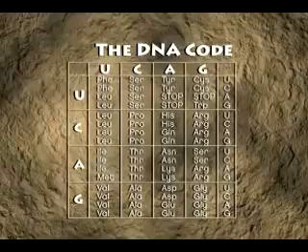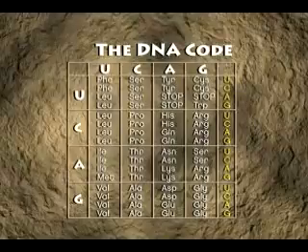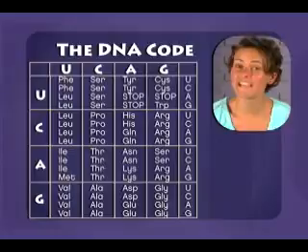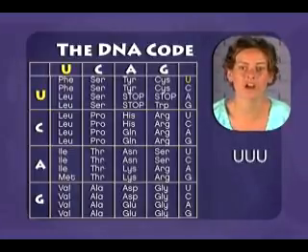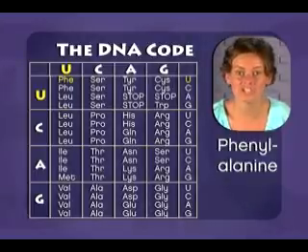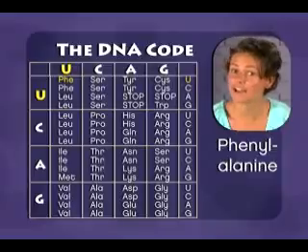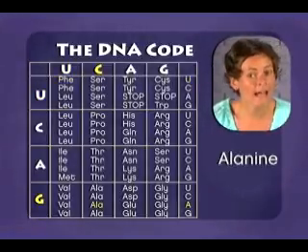We start with the first letter of the 3-letter codon and find it on the left side of the table. Then go to the second letter of the codon and find it on the top of the chart. Then find the third letter of the codon on the right side. Then find the amino acid on the chart where they all meet. Let's try it. Say you have the codon UUU. You find these 3 letters on each side of the chart, then find the point where they meet, and you end up at the amino acid PHE, which stands for phenylalanine. The codon GCA corresponds to ALA, or alanine.